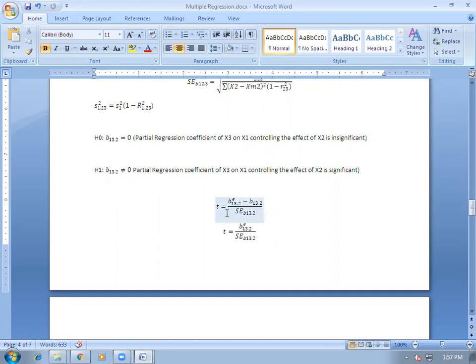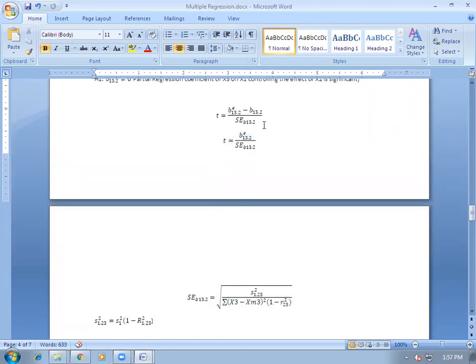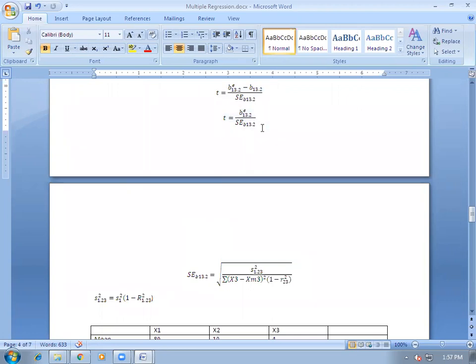In the similar way, we can calculate t, and here in the denominator it will be (x3 minus mean of x3) square, and the rest formula is same, that is b13.2 estimated over standard error of b13.2. By applying this formula, we can calculate t, and then this t calculated is compared with t tabulated with given degrees of freedom. The degrees of freedom will be n minus 3, that is number of observations minus number of estimates. In case of two independent variables, we estimate three parameters: a, b12.3 and b13.2.